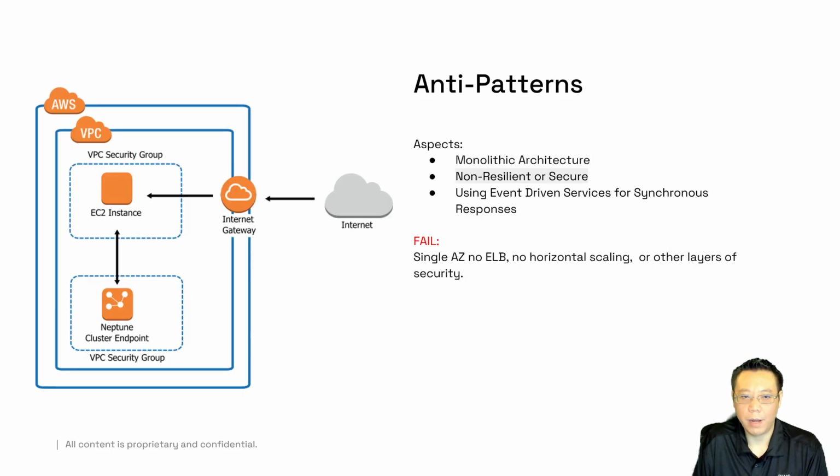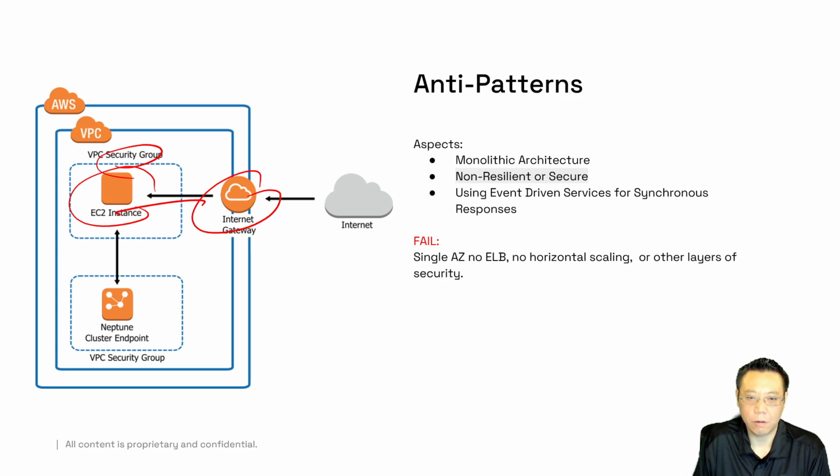Another pattern that we find quite an issue with is non-resilient or non-security-based layers. I am directly being accessed from the internet here, and even though I might have a host-based firewall security group, I'm exposing a public IP and internal IP, and I don't have anything else in front of that. I can't do anything. Notice something else. I'm only in a single AZ.